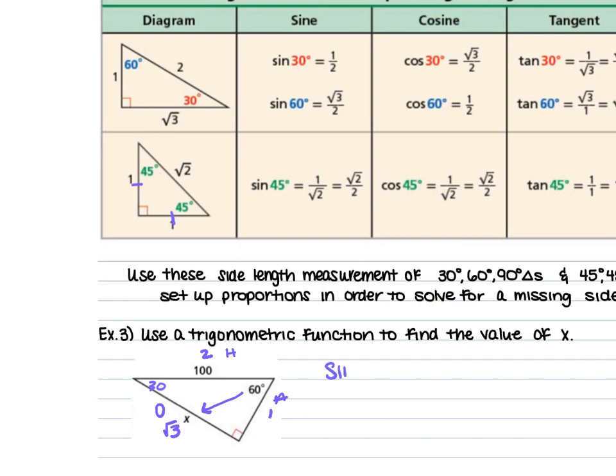We're working with sine here, so that's opposite over hypotenuse. We have x that we're finding, and we have the 100. We want to work with those two side lengths, so this is the same thing as x over 100.